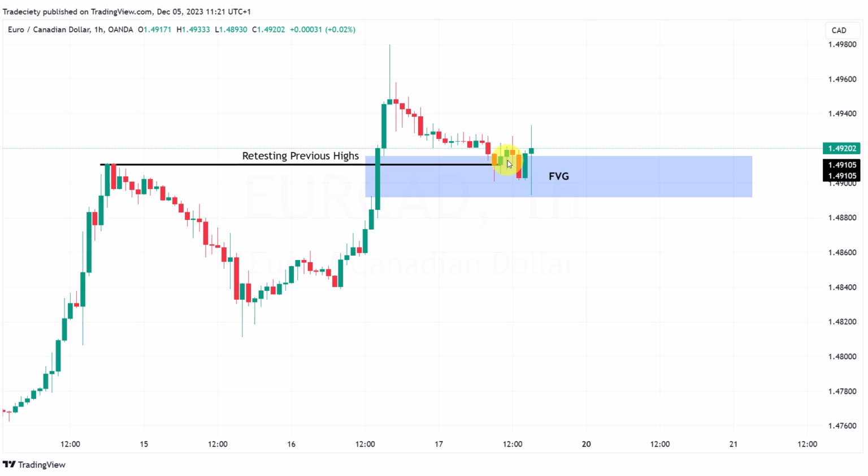And then we have the next correction phase. Where's the correction phase finding support? In this fair value gap. This is a fair value gap because it's a very strong green candle, and the candle before and the candle after, they don't overlap. So essentially we have this gap created, although there's no physical gap.